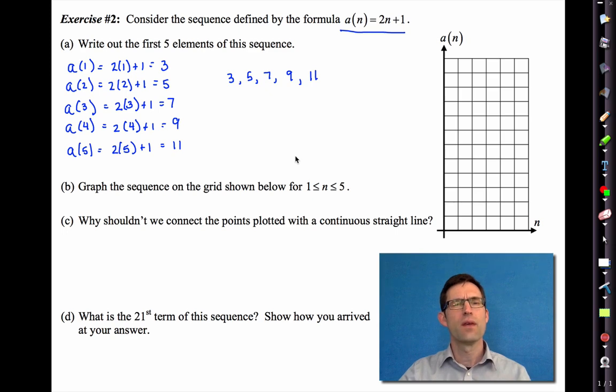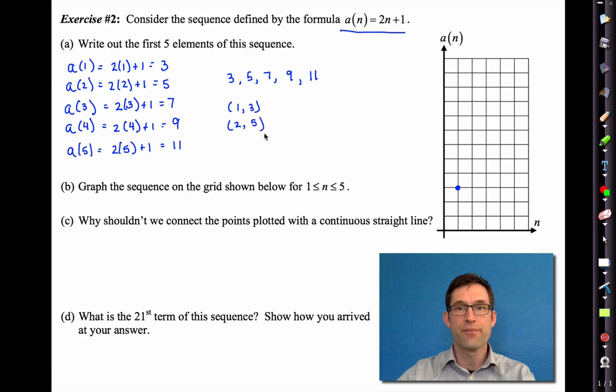Okay. Letter B says graph the sequence for the grid shown below. It's very similar to graphing functions, right? It's kind of like, well, okay, when my input was 1, my output was 3. So I go 1, 1, 2, 3. When my input was 2, my output was 5. So 2, 1, 2, 3, 4, 5. When my input was 3, my output was 7.